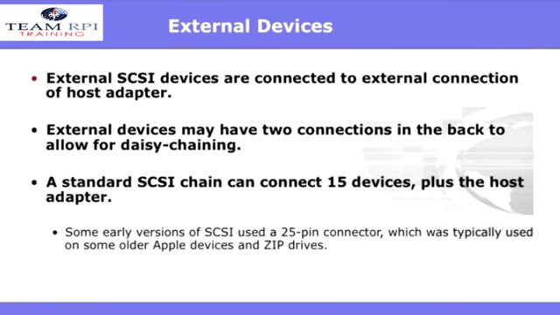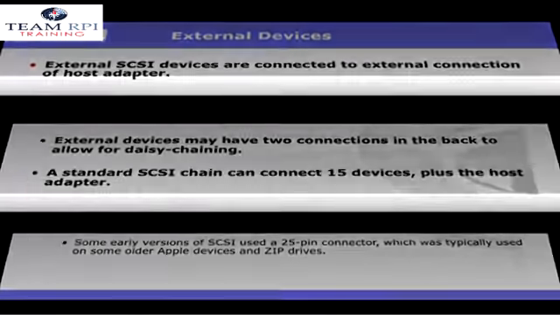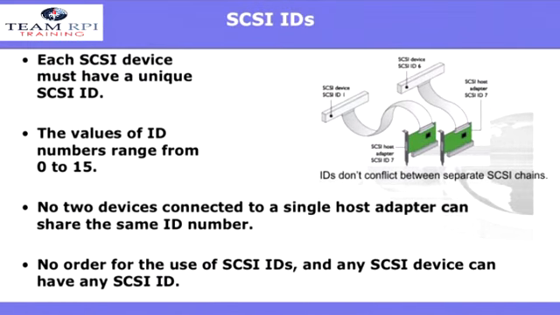External devices may have two connections on the back to allow for daisy chaining. A standard SCSI chain can connect 15 devices plus the host adapter. So how do you know which SCSI drive is which? Each SCSI device must have a unique SCSI ID. The values range from 0 to 15. However, keep in mind that no two devices connected to a single host adapter can share the same ID number.